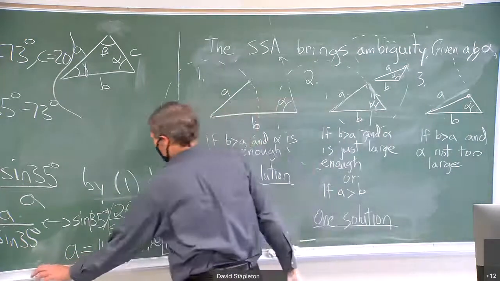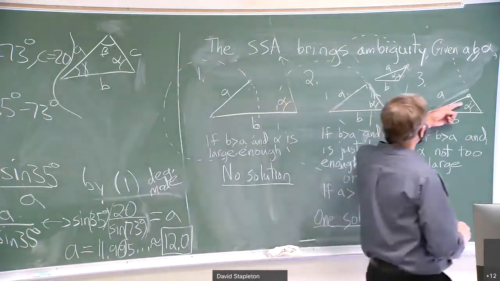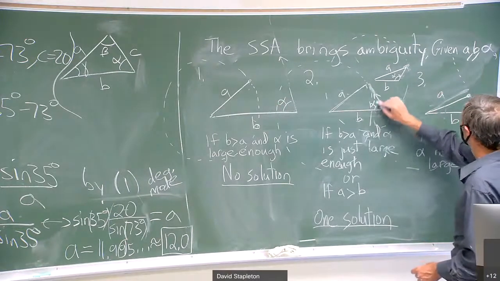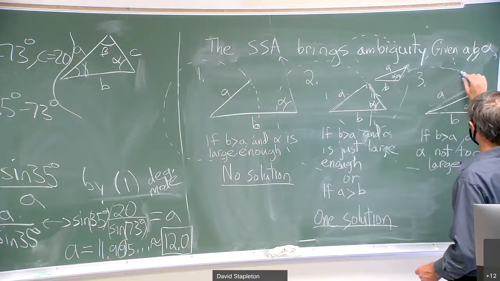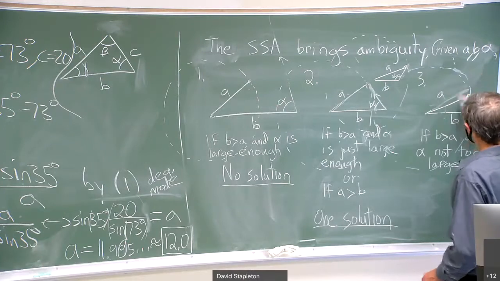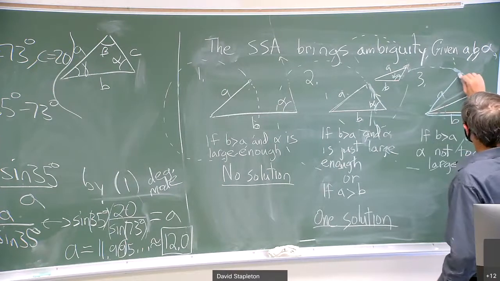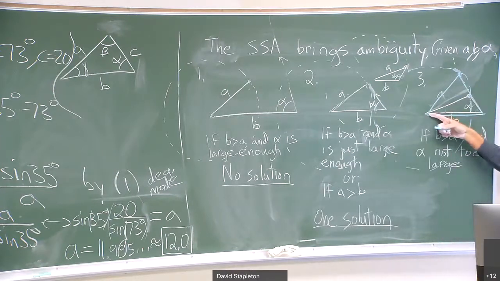However, there's another case, right? I can swing this to any direction I want. I can swing it around in a big circle. The circle comes around and also touches over here somewhere. And I can make a triangle like this. So the blue triangle is one solution that has A for this side, B for this side, and angle alpha over here. And the white triangle is another. There's exactly two solutions.